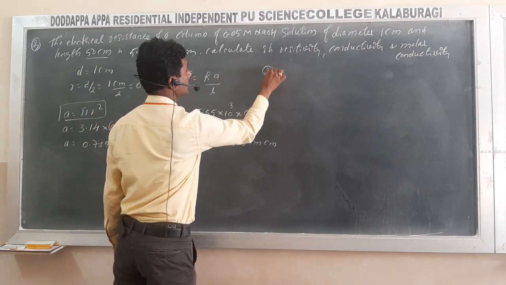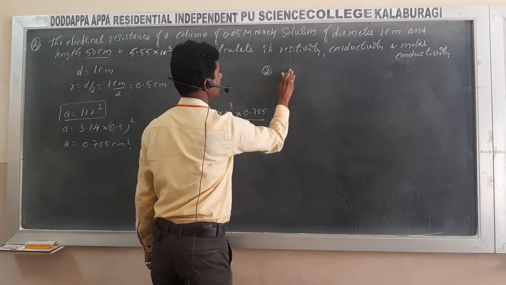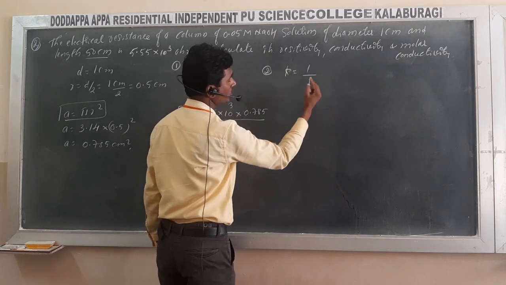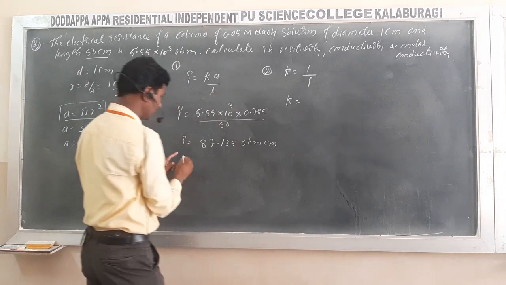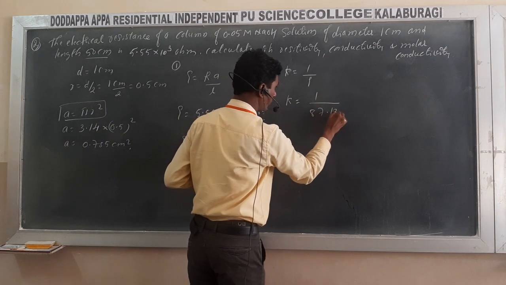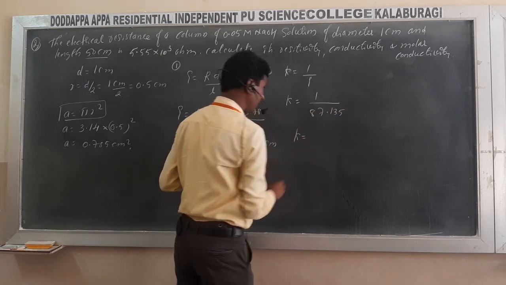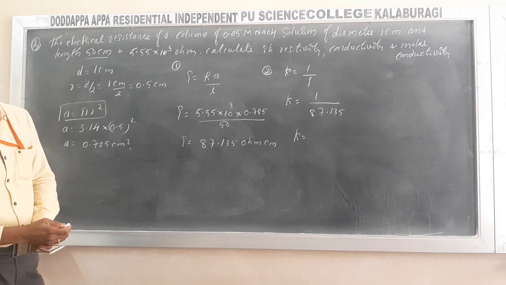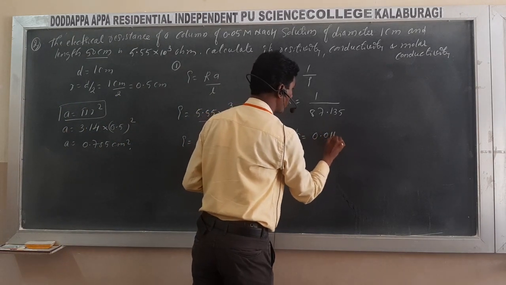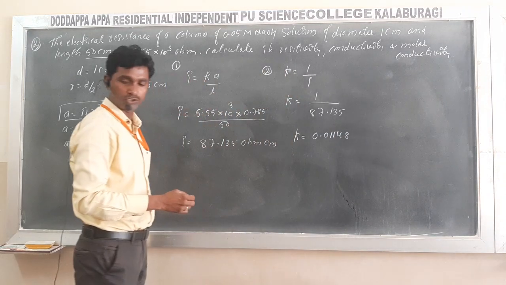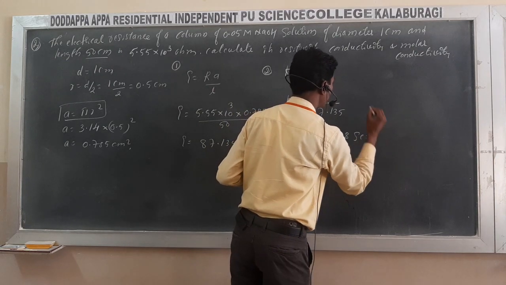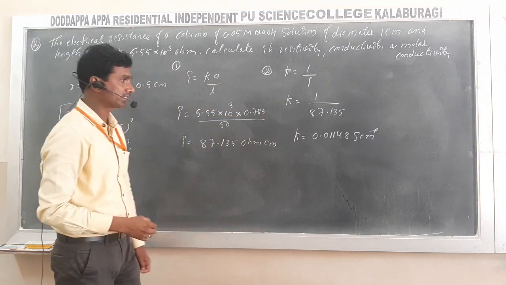Now case 2. What is this conductivity? Conductivity is the reciprocal of resistivity, or conductivity is equal to 1 by rho. So what is the resistivity? The resistivity is 87.135. So conductivity is 1 divided by 87.135. So we can get 0.01148. This is nothing but Siemens per centimeter.